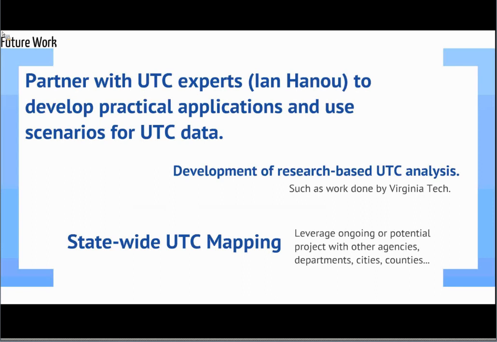Development of research-based UTC analysis, such as the work that's been done by Virginia Tech. And eventually, what we'd like to see, or at least I'd like to see, is statewide urban tree canopy mapping, and then a schedule where this is repeated and ongoing. Right now, Cache Valley really doesn't have much work that's been done, and of course places like Vernal and Beaver and other cities or smaller municipalities don't have this completed, at least not on the scale that we've worked at, and so we'd like to see that progress in the future.